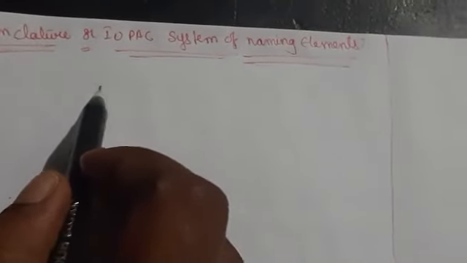Students, let us discuss the nomenclature, or IUPAC system, of naming elements. If you take any atom, for example Li, we name it lithium. That is an IUPAC name. In the same way, there will be some new atoms which are derived, and those atoms we name using the IUPAC system of nomenclature.